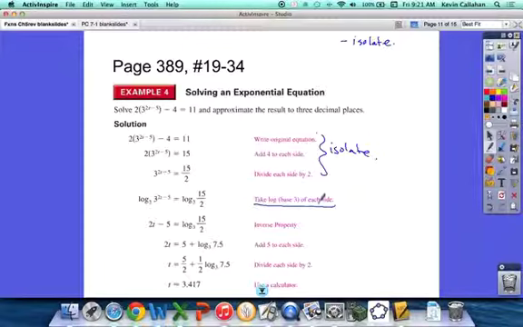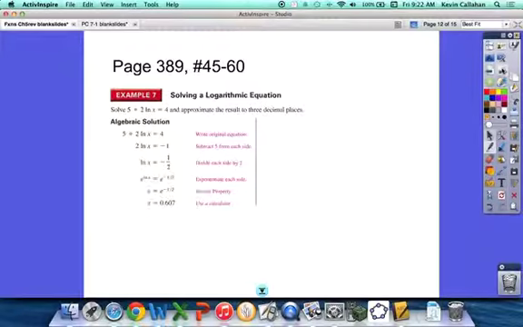So isolate, take the log of each side, and then solve whatever's left. Those were our 3 steps for exponentials. For a logarithm, the 3 steps are isolate. Here they subtracted 5. They divided by 2. All of that there was isolate.